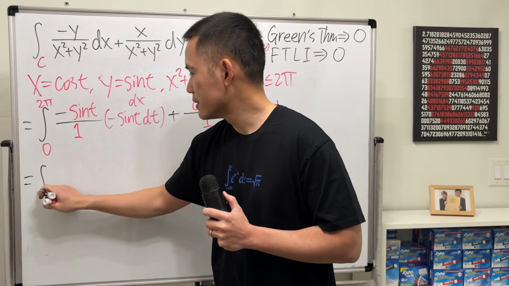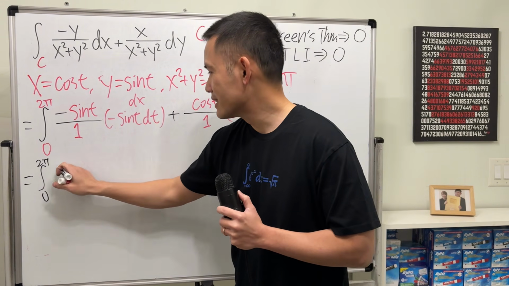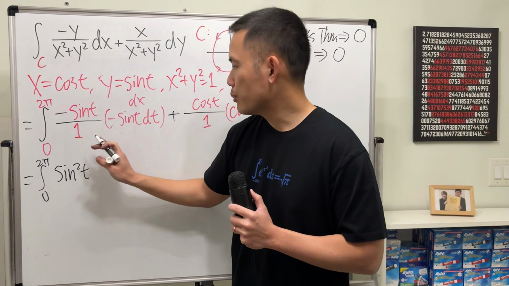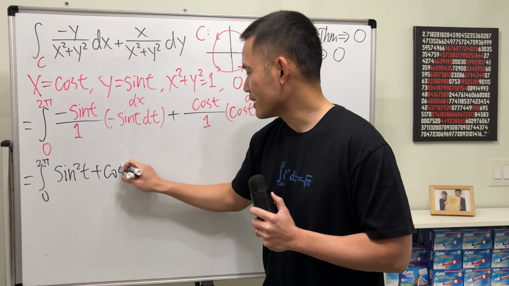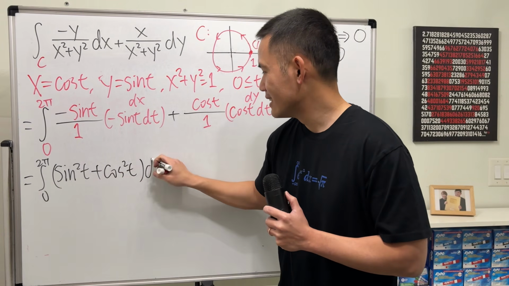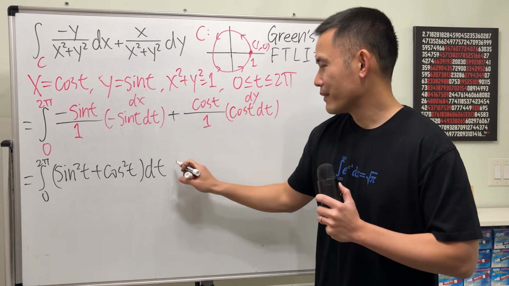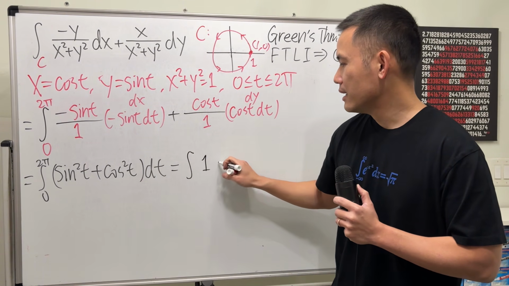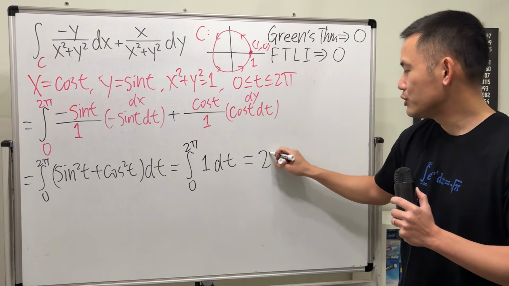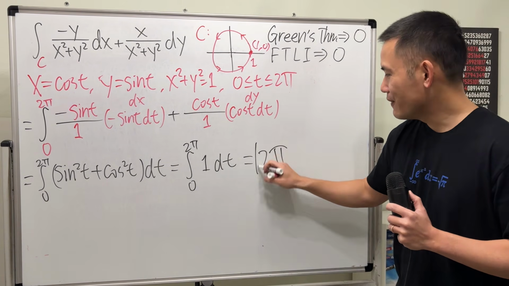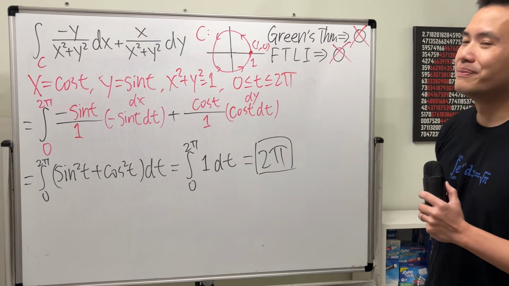Now have a look. This times this is just what? Positive sine squared t. And now I'll put the dt all the way at the end. And then this times this is cosine squared t. This is so nice, isn't it? Because this right here is just equal to 1. So we are just integrating 1 in the t world, going from 0 to 2 pi, and the answer is just 2 pi. In fact, this is the correct answer, not 0.